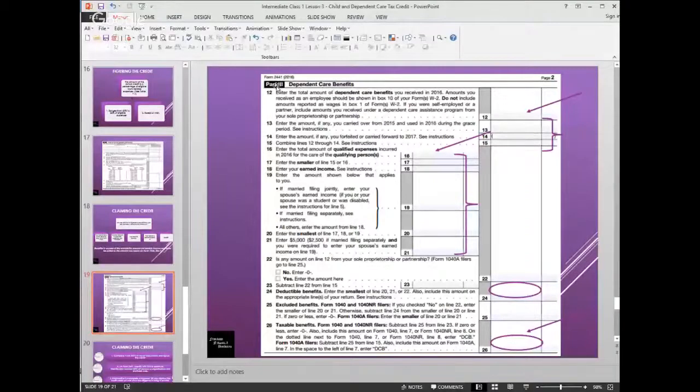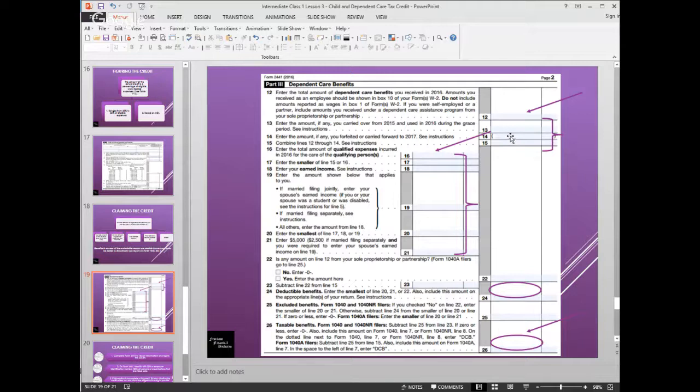So what you're going to do is take that amount that's in your 41. So the first section here is to enter the total amount of dependent care benefits that you received. On line 12, we're going to enter whatever was in box 10. Then we're going to carry over any amount that we didn't use in the prior year that we wanted to take up this year. And if you carried over anything into 2017, you would take that out so that you're not being hit with the taxes for it.